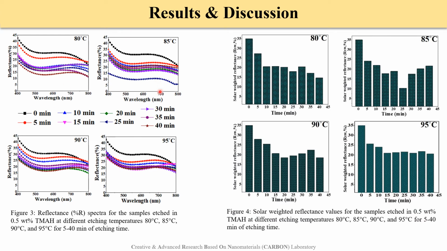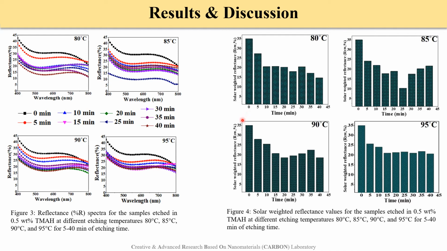First, total reflectance was measured to characterize the reflection from the textured surface using the integrating sphere module of a UV-visible spectrophotometer. Figure 3 shows the reflectance spectra of the samples etched at various temperatures for different times, where Figure 4 shows the corresponding solar weighted reflectance values. An increase in etching temperature from 80 to 85 degrees C results in a decrease in reflectance value, where the lowest reflectance of 10% was achieved at 25 minutes of etching time.